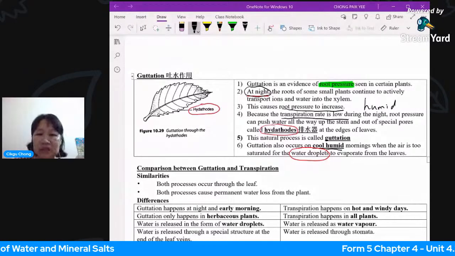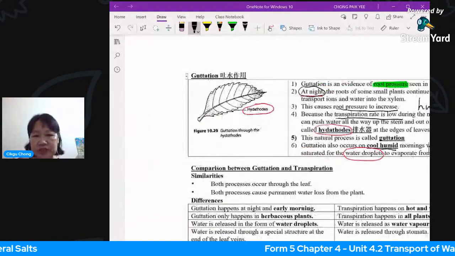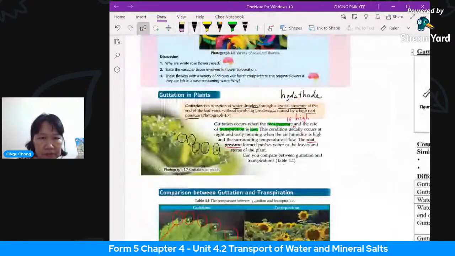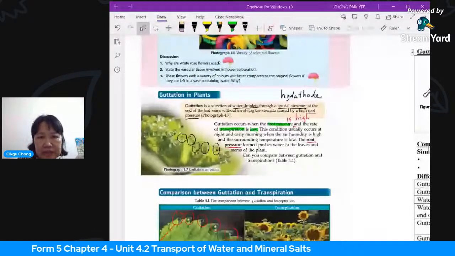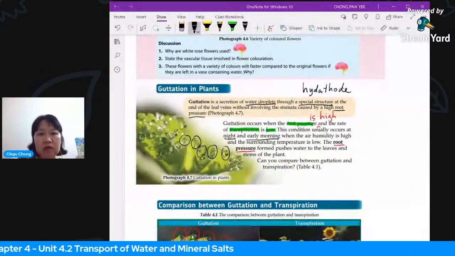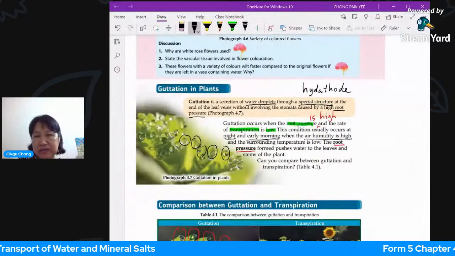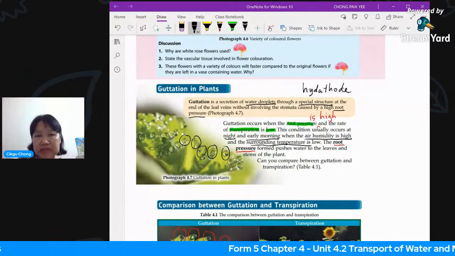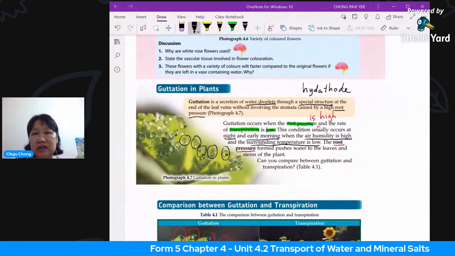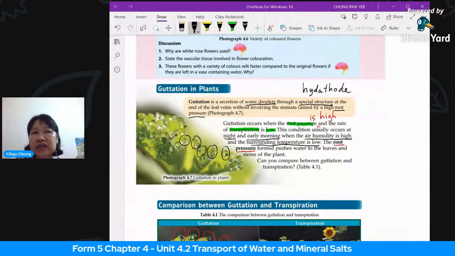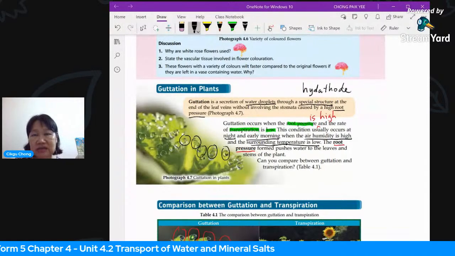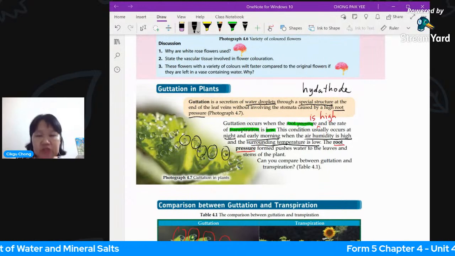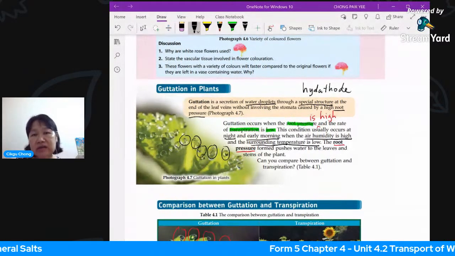Now let's compare guttation and transpiration. This point is actually the same as the one in the textbook. It usually happens at night and early morning when the air humidity is high, that means the air is very wet, and the surrounding temperature is low, that means it's very cooling. It's not hot enough. The water does not get a chance to change into gas, it's not warm enough. So it will excrete the water in that way.